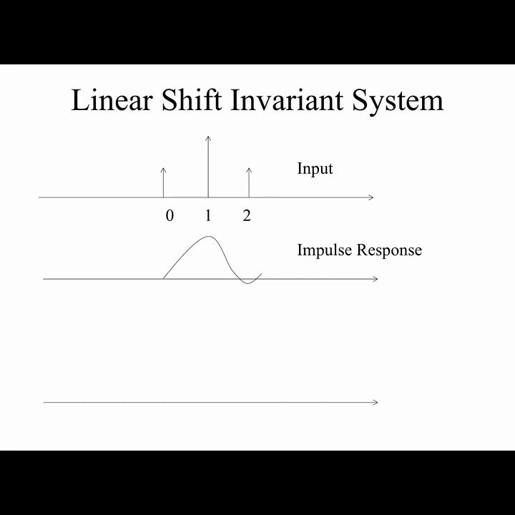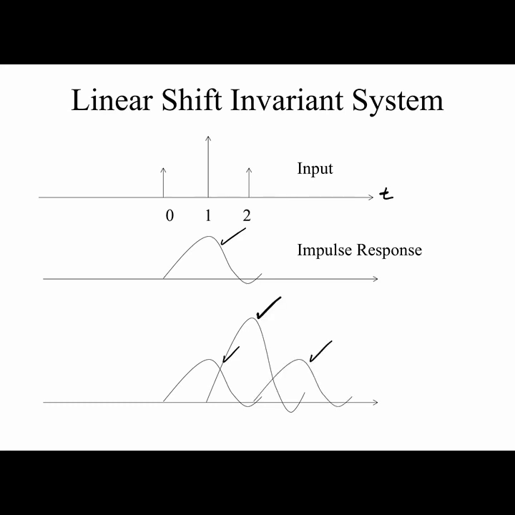So for example, here's a time, let's say this is time. The first Dirac delta gives me this response. So this is the impulse response. The first Dirac delta would give me this response, the second gives me this response, and the third gives me that response.